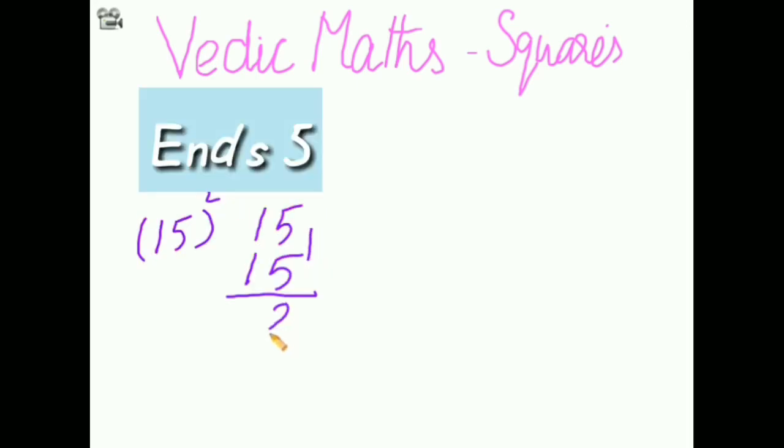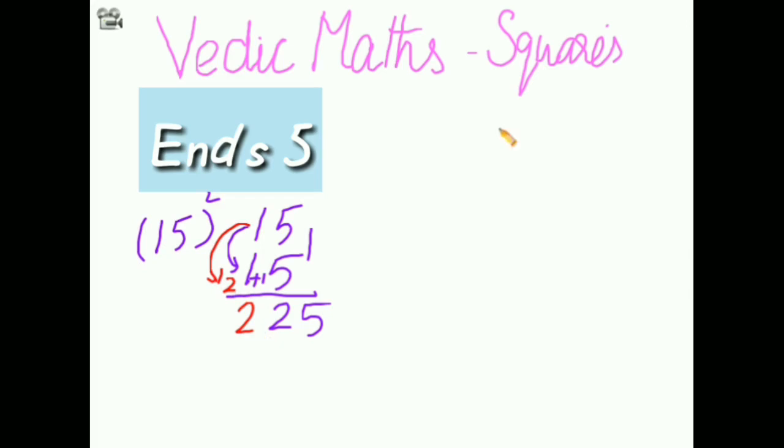First we take 15. So 5 into 5, 25. Next step, the 1, the second one plus 1, so you get 2. So 1 into 2, it is 2. So 225 is the answer.